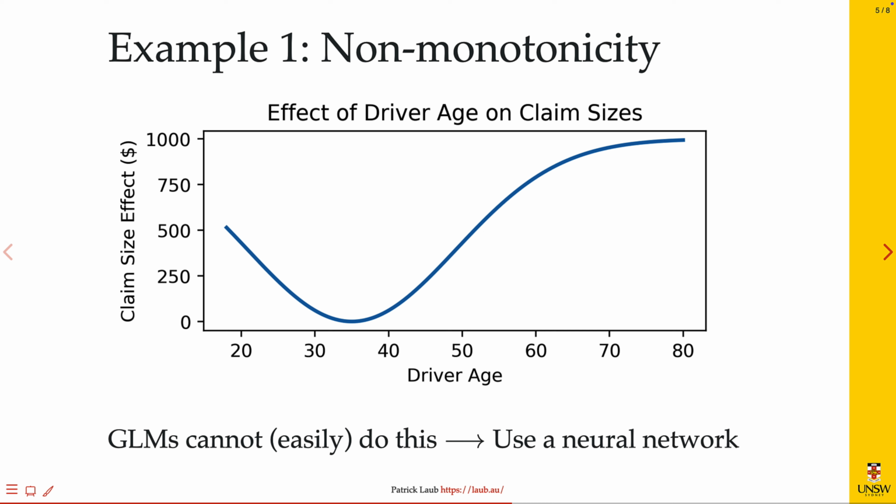Say we have a complicated relationship between one of the features and the target. Let's pretend driver age has this kind of impact on the average claim size, so that people in their mid-30s have very low claim sizes on average compared to the youngsters here and these old people here. GLMs, with the linear relationship, can't easily handle this kind of data. So that's one reason why we want to use a neural network. It's a kind of representation learning. You just throw the data in and it figures out all the nonlinearities in there.